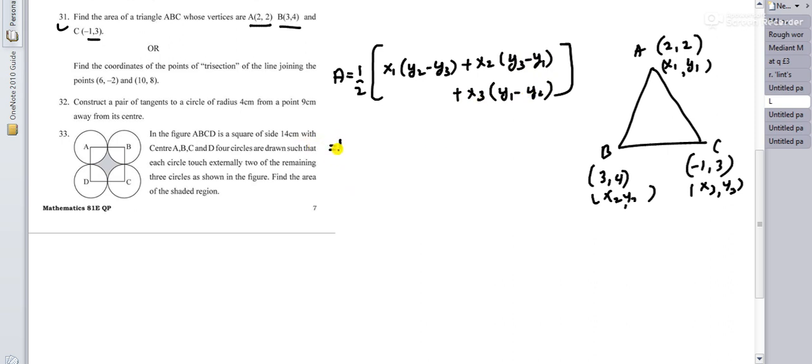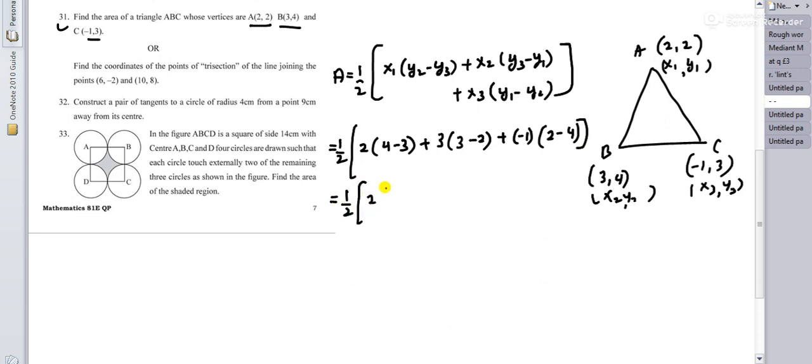Okay, so on substituting you will get, what is x1? 2, y2 is 4, right? 4 minus 3 plus x2 is 3 into 3 minus 2 plus x3 is how much? Yes, it is minus 1. So write it in bracket, into y1 is 2 minus y2 is 4. Close the bracket. So on solving you will get 4 minus 1 minus 3 is 1, plus 3 into 3 minus 2 is 1, and this is plus into minus, minus 1 into 2 minus 4 is minus 2.